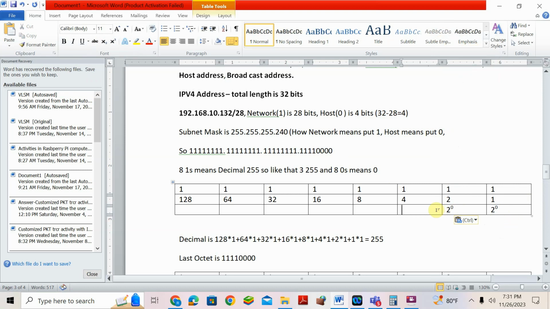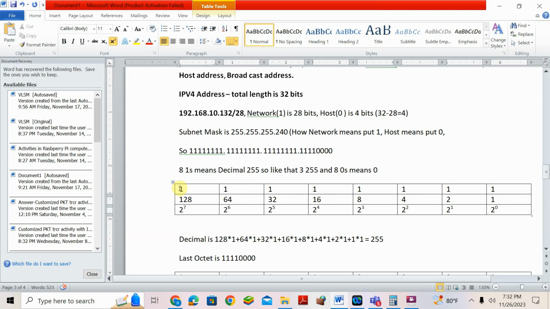2 power 1, 2 power 2, 2 power 3, 2 power 4, 2 power 5, 2 power 6, 2 power 7. Instead of 2 power 0, I know it is 1. So instead of writing 2 power 1 like this, I write 1, 2, 4. Multiply: first 1 into 2 is 2, 2 into 2 is 4, 4 into 2 is 8, 16 into 2 is 32, 64, 128.